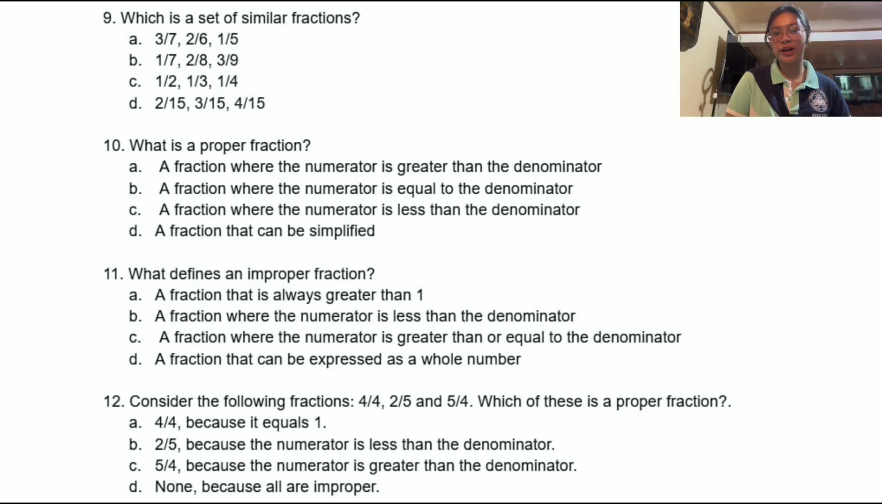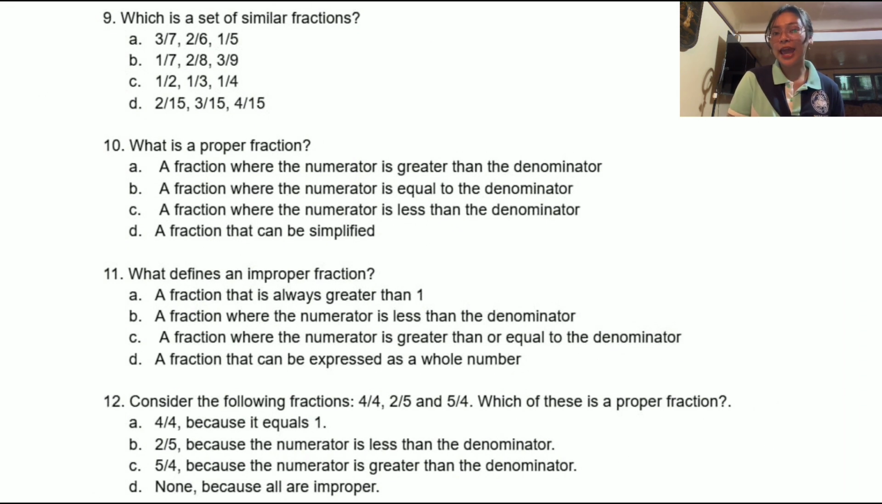So number 12, consider the following fractions: 4 over 4, 2/5, and 5/4. Which of these is a proper fraction? So we are talking about proper fractions here. So letter A, 4 over 4, because it equals 1. B, 2 over 5 or 2/5, because the numerator is less than the denominator. Or letter C, 5 over 4, because the numerator is greater than the denominator. And letter D, none, because all are improper.